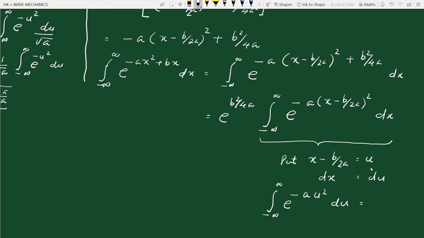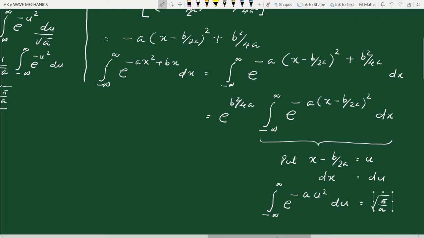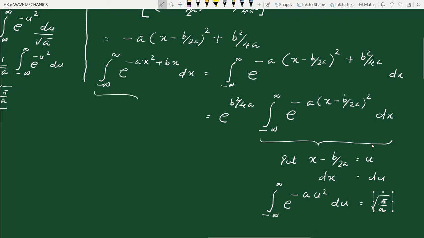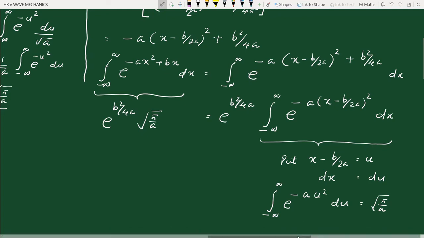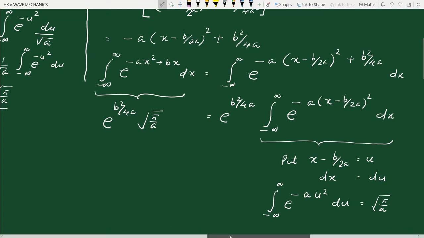And what is the result here? This is nothing but root pi by a. This we have established in the previous step: the integral of e raised to minus a u square du is root pi by a. So we have e raised to b square by 4a here, and this integral is evaluated as root pi by a. So the entire integral can be expressed as e raised to b square by 4a into root pi by a. So this I have written down here.